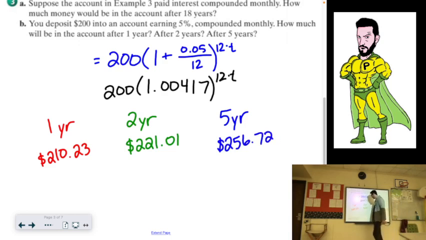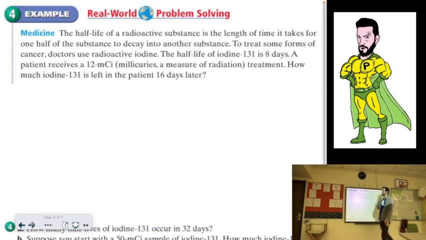$256.72. Woo! Again, it's getting used to the process, putting it correctly into your calculator. Once you figure out the routine of it, it's not bad.